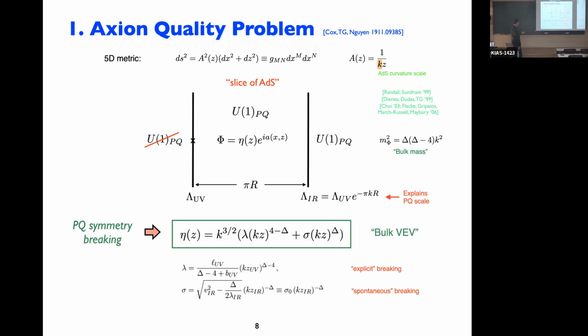And so the lambda and the sigma, because they're just constants, will be set by the boundary conditions. So you'll put boundary conditions on the bulk field, and you can turn on lambda and sigma and mimic spontaneous breaking of the Peccei-Quinn symmetry or the explicit breaking.